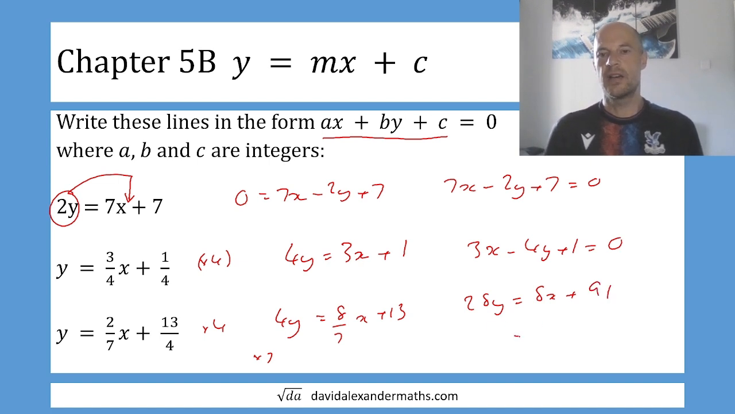Move the y from the left-hand side to the right-hand side. So actually, I'll write this as 8x, minus the 28y, plus 91 equals 0, and we're done.